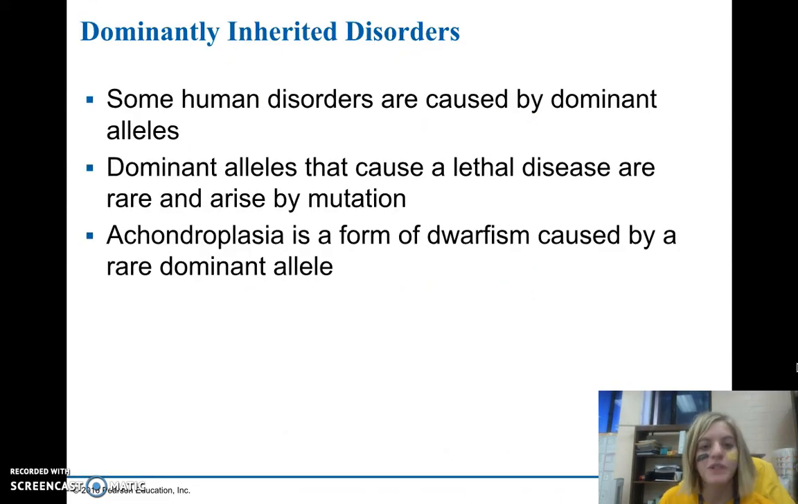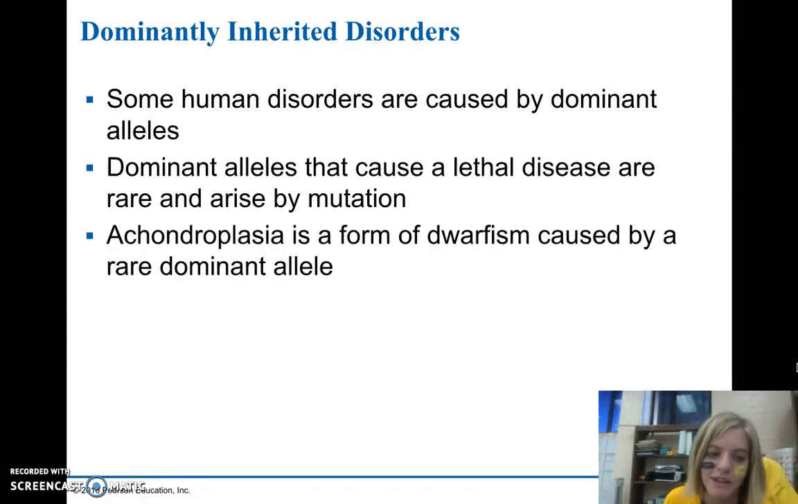However, there are also dominantly inherited disorders. So we've been talking about inherited disorders that are caused by 2 copies of the recessive allele, but some disorders are inherited by dominant alleles. Dominant alleles that cause a lethal disease are very rare and typically result from mutations because they have been mostly eradicated by evolution. But those that are not life-threatening can arise anyway.